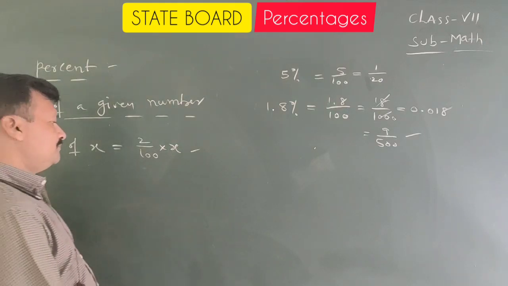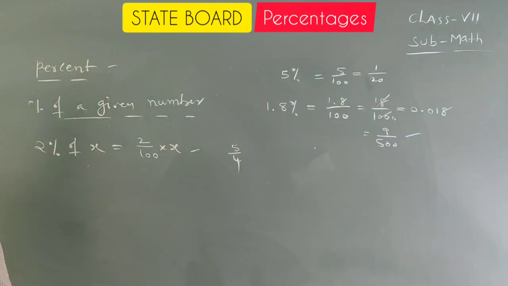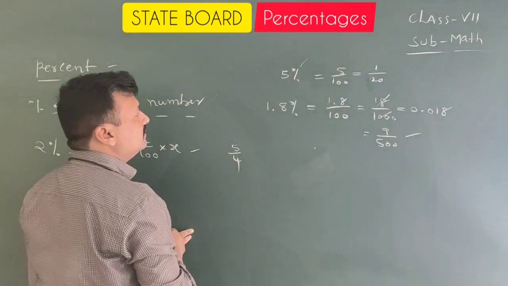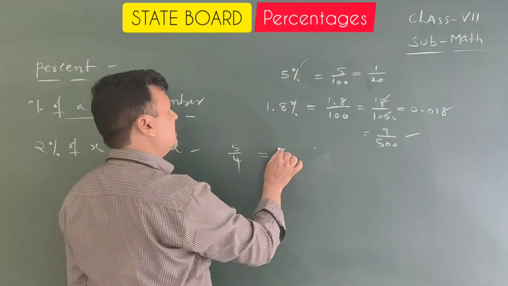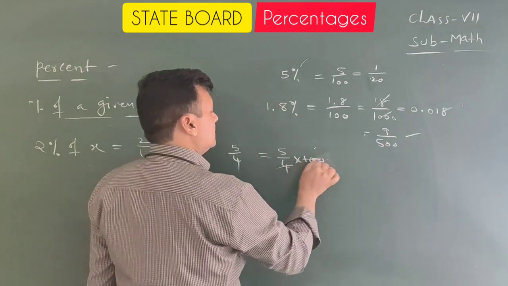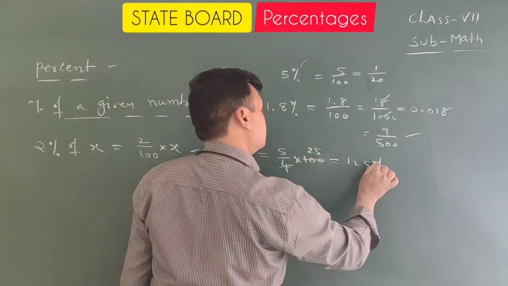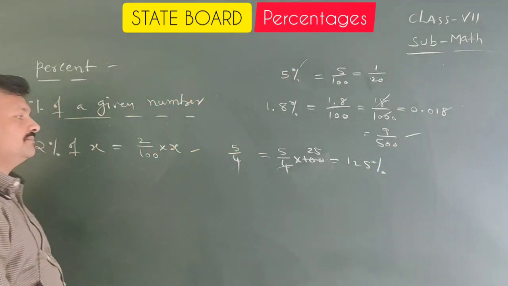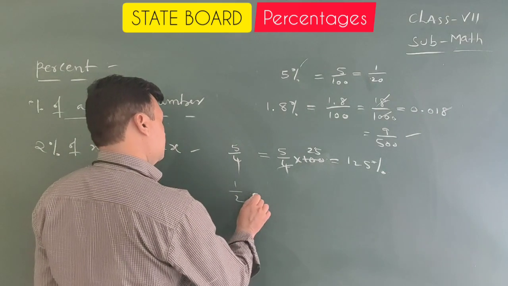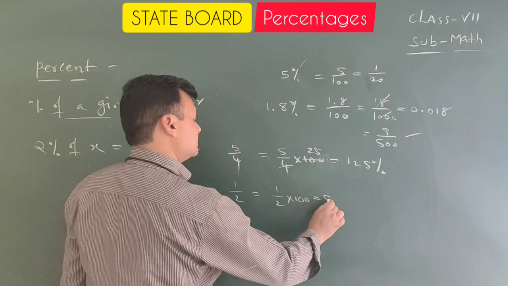For example, convert 5 by 4 to percent. Percent is given in terms of by 100, so we need to convert by multiplying by 100. 5 by 4 into 100 is 125%. Here half into 100 means 50%.